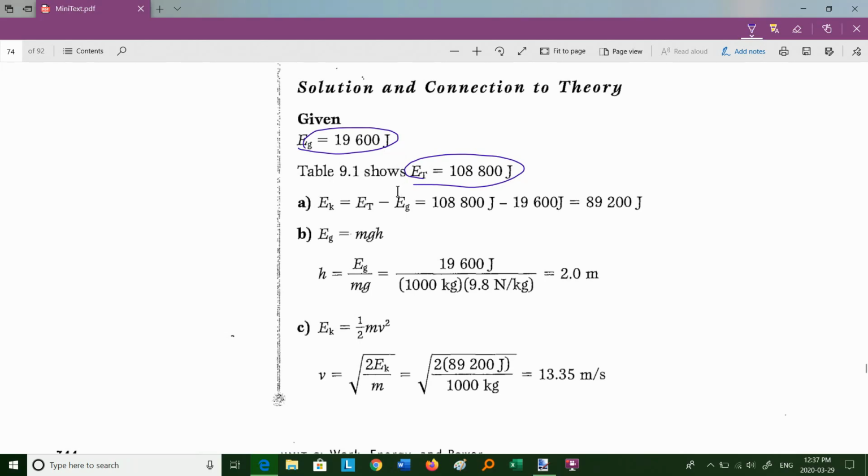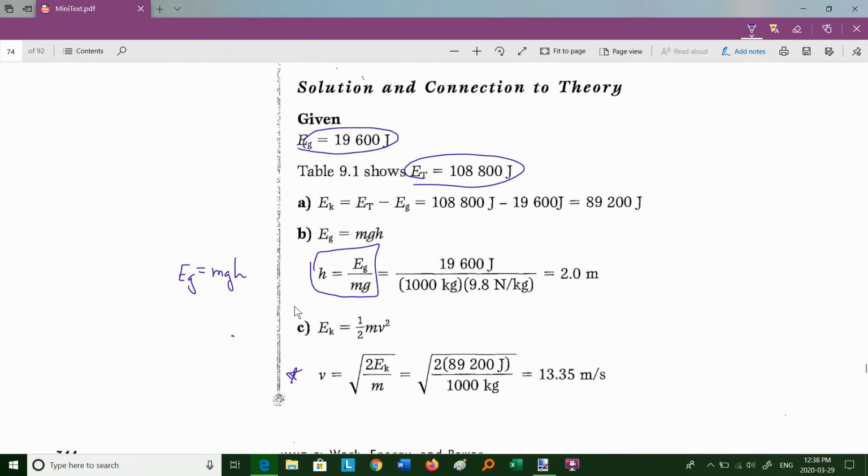Part B asks, how high is the roller coaster? Well, I know the gravitational potential energy, so EG equals mgh, right? So the height is EG over mg, 19,600 divided by the product of 1,000 and 9.8. So it's at 2 meters, which wasn't one of the points tabulated. It's between there, but it all makes sense. And so our speed is going to be somewhere between, if you're 3 meters above the reference point and 0. The speed is the square root of 2 EK over m, and you get 13.35 meters per second.